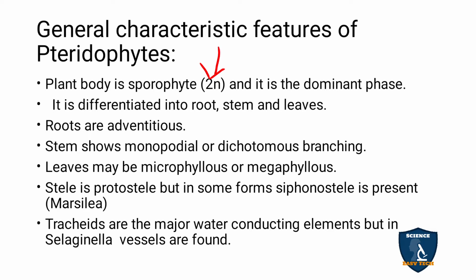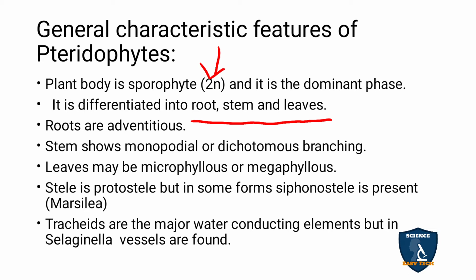It is differentiated into root, stem and leaves. In bryophytes, only the mosses show differentiation of root-like, stem-like and leaf-like structures. But here, all show root, stem and leaf differentiation. The roots are adventitious roots, okay? And leaves are of two types, microphyllous leaf and megaphyllous leaf.